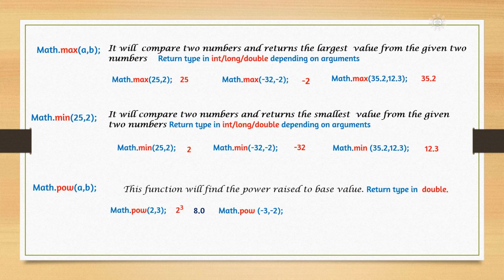And here minus 3 raised to 2. Here also minus 3 into minus 3, so the answer will be 9.0. And minus 3 raised to 2, then also the answer will be 9.0. So study these math functions properly. Many questions are coming for outputs, written in Java format, that we have to see.